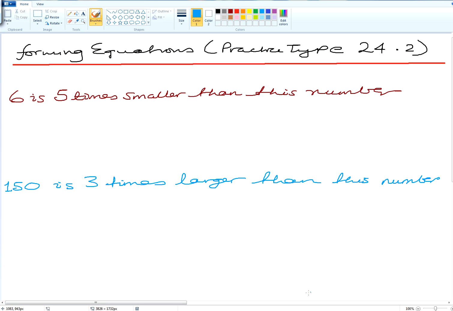Bismillahirrahmanirrahim. Okay, folks, welcome back. We're looking at forming equations, practice type 24.2. Two other styles of questions now. Let's have a look at how we interpret these words now, changing them to equations.